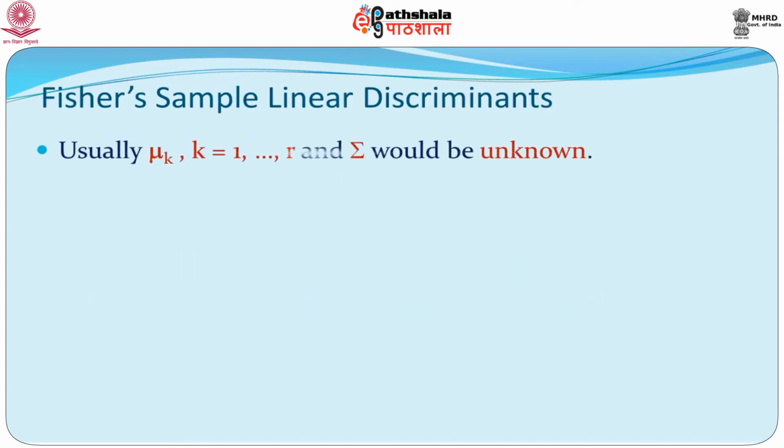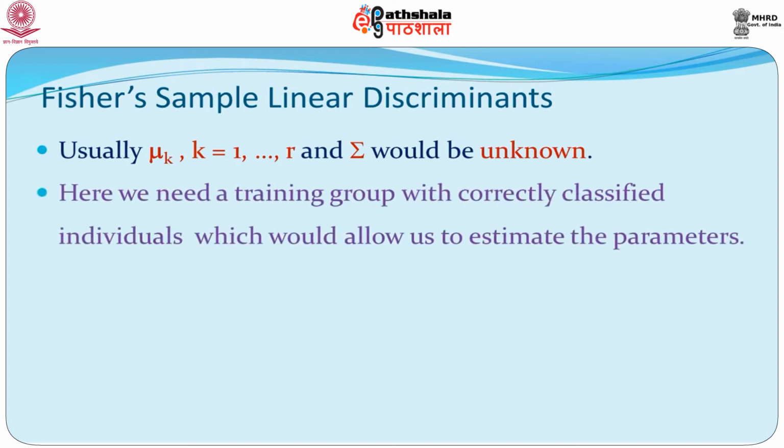What is Fisher's sample linear discriminant function? Usually this mu k would be unknown, and so would be sigma. So, we have the unknown means and the unknown dispersion matrix. So, we need to estimate these. How? We have a training group which correctly classifies individuals, which would allow us to estimate the parameters. So, we have N1 and N2 which we know to come from groups G1 and G2 respectively. These are well defined groups; the members are well defined within the respective groups.